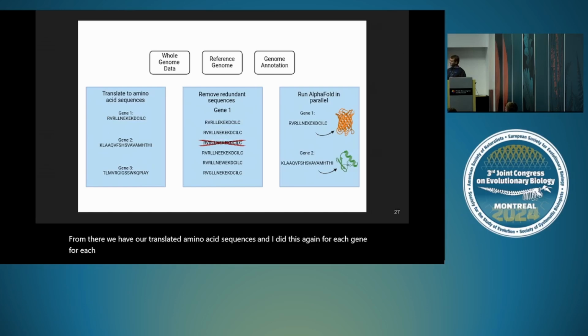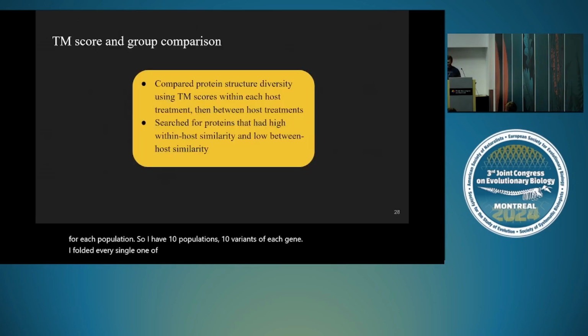So I have 10 populations, 10 variants of each gene. I folded every single one of them using AlphaFold. And from there, I had all of our protein predictions. I used a TM score. A TM score is the standard score for basically comparing the 3D structure of proteins to search for protein structure diversity both within host treatments, so within the copy lineages, and then between host treatments, so between the copy and lethal lineages.